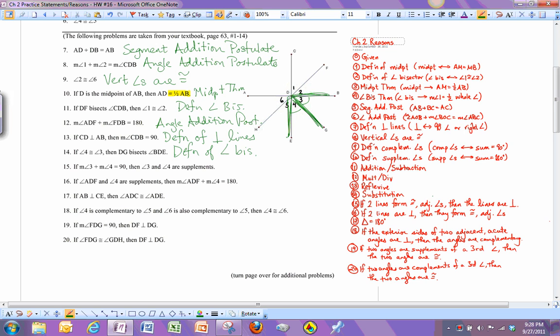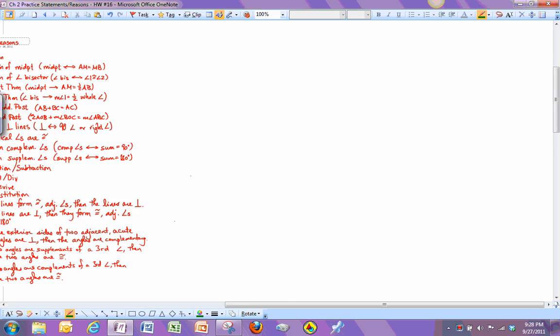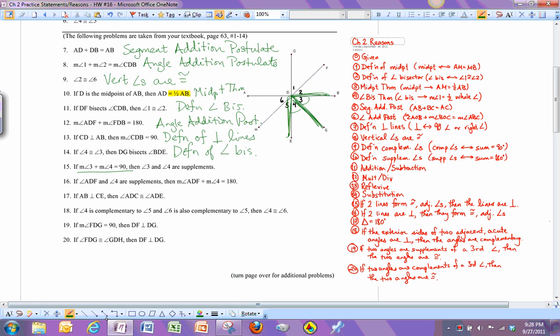Right. So 15 says 3 and 4 add up to 90. Whoop, then 3 and 4 are supplements. Supplements is wrong. That should be complements. Right? And if you know 2 angles add up to 90, you don't even need to look at the picture for this. If 2 angles add up to 90, then they have to be complements, right?